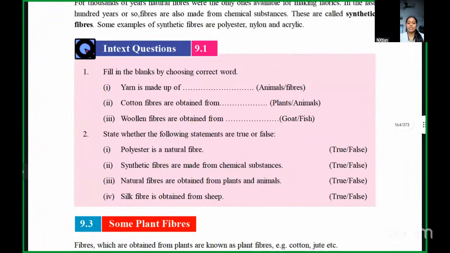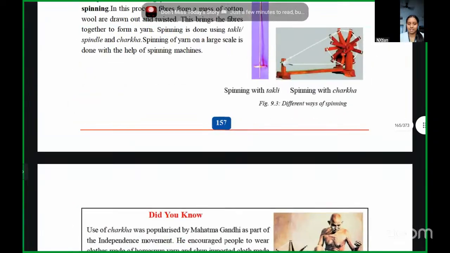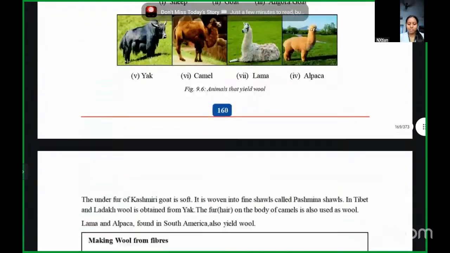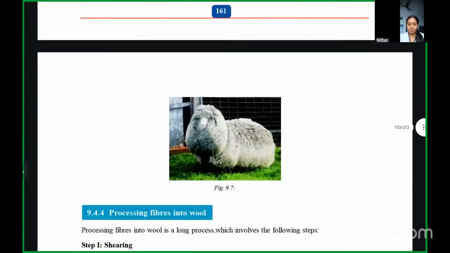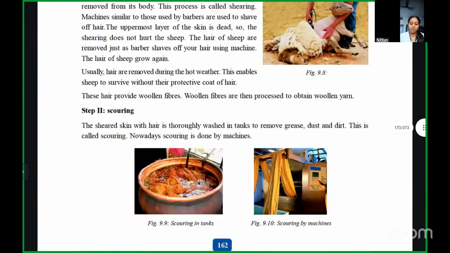There are not many diagrams in this chapter, okay? But a lot of processes are there that you have to remember. Processes, examples, types, examples, processes are there.